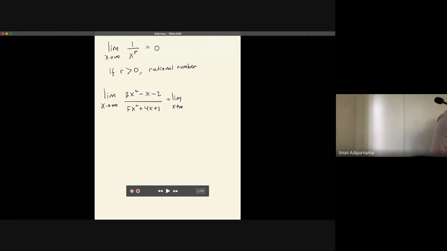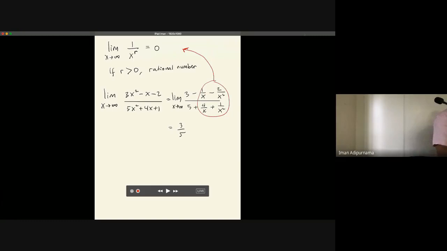So this becomes 3 minus 1 over x minus 2 over x squared, over 5. And because we have these definitions, the other terms become 0. So you can conclude the limit is 3 over 5. But maybe later I will look at it in more detail if we have time. At least for a limit at infinity, you have the horizontal asymptote, okay?